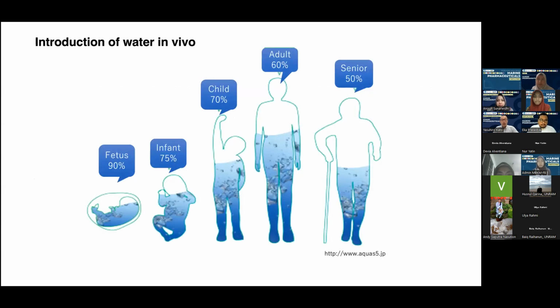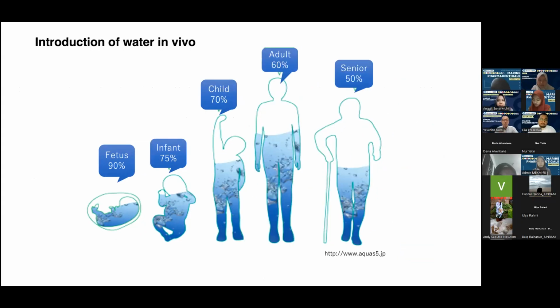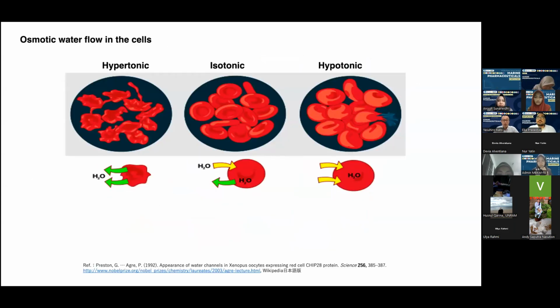Next slide is an introduction to water in vivo. In our life, water is very important. Almost 70% of the human body is water. The earth is also 70% water. But this water is not simply diffused; it is controlled a little by aquaporins.